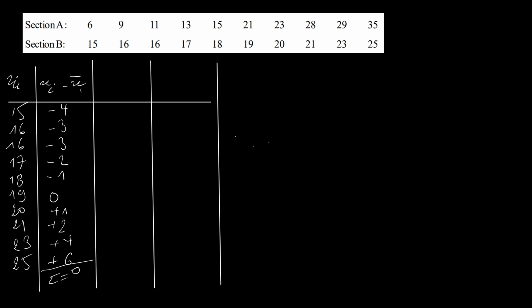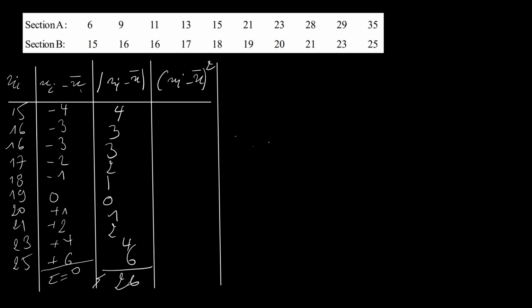Let's move to section B, and we follow the same steps. So here the first method to get rid of the negative signs is the absolute value of xi minus x bar, and the second method is to square the deviation of scores from their mean. So here the absolute value of minus 4 is 4, 3, 3, 2, 1. As we can see here, these negative values became positive values. So here 0, 1, 2, 4, 6, and the sum is 26.